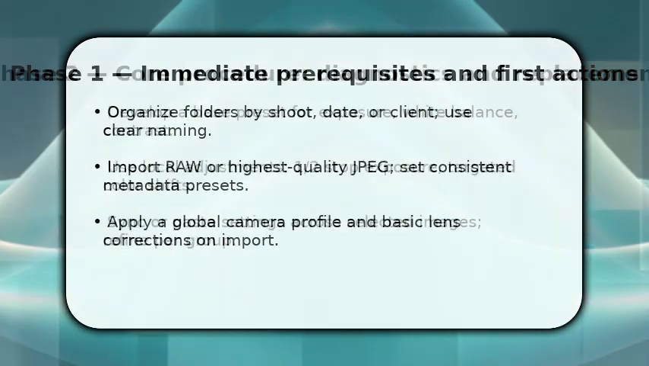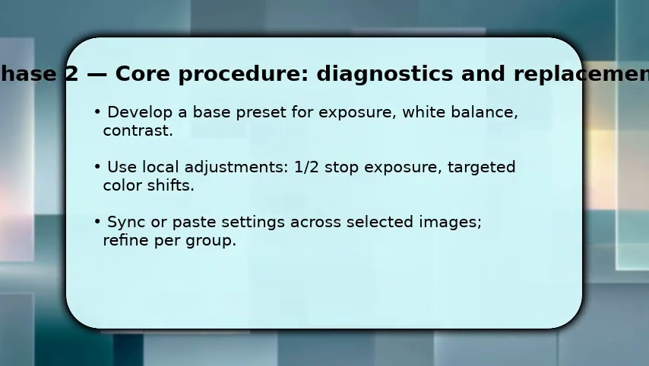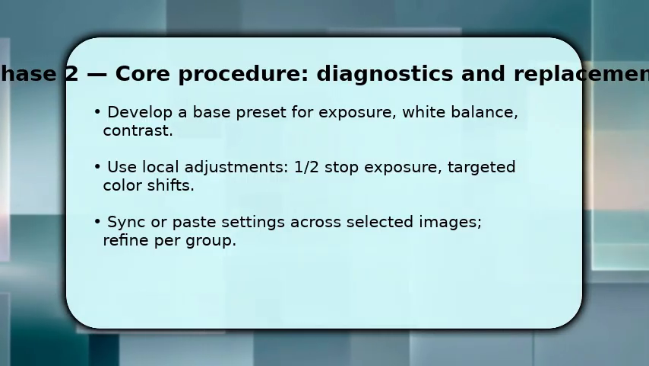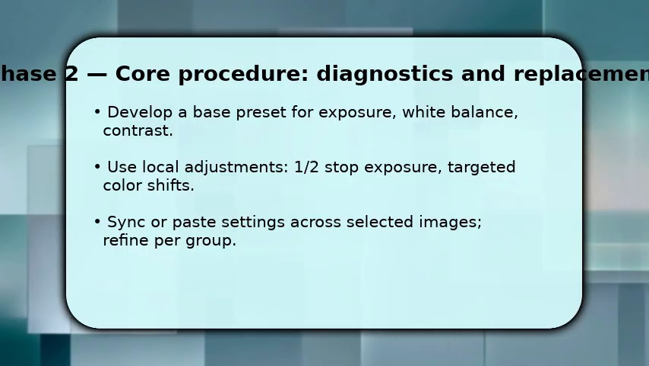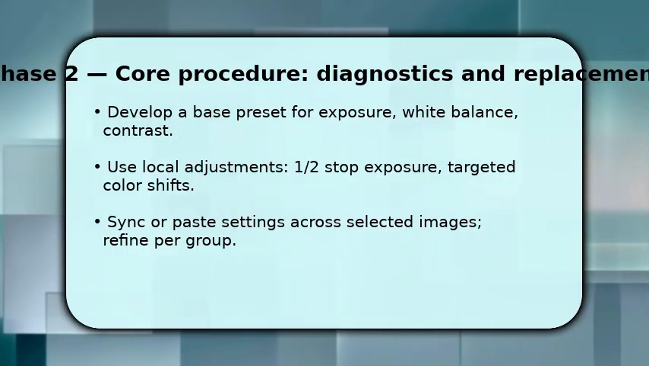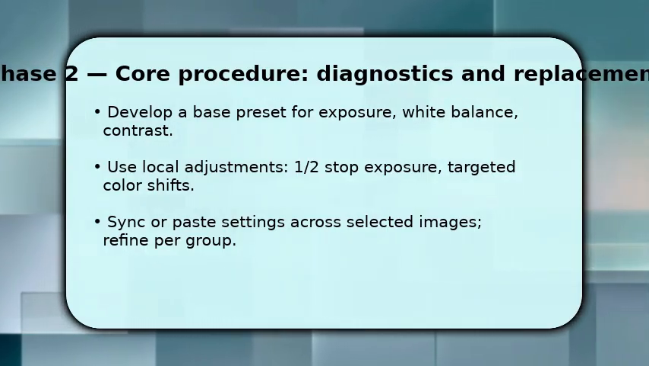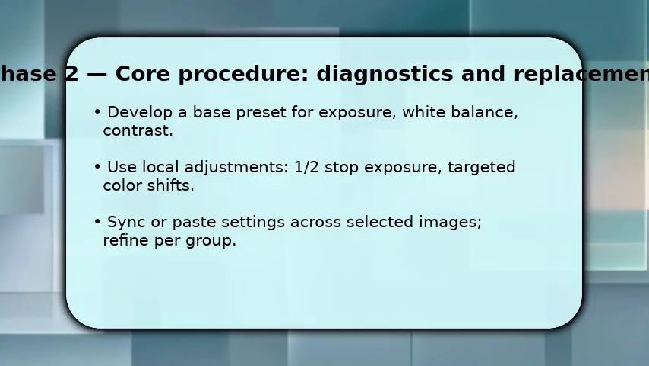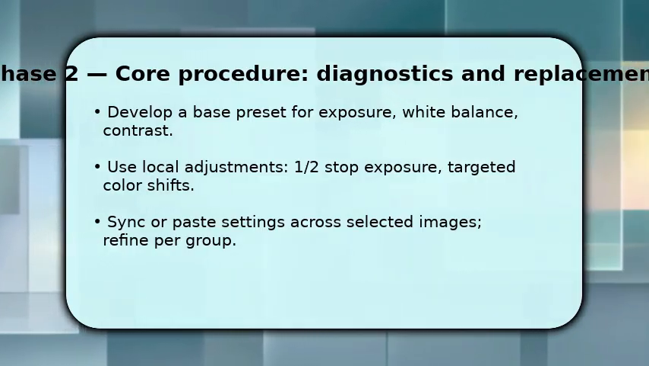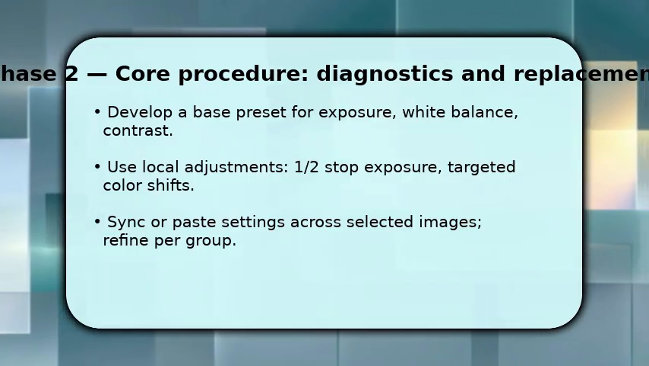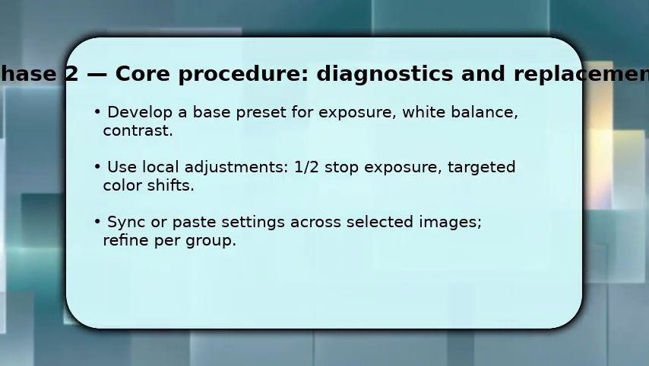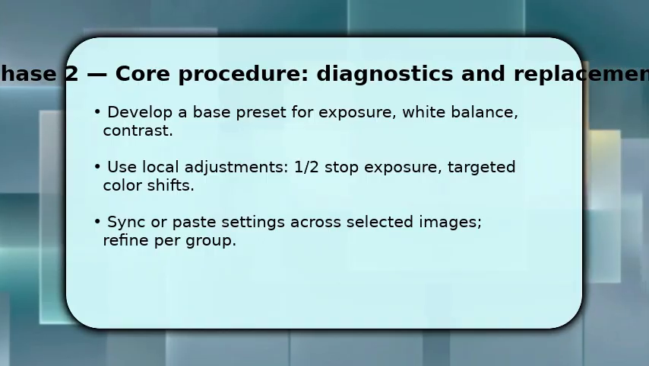Now you build the edit foundation with presets and grouping. Start by creating a base preset for exposure, white balance, and contrast. This establishes a consistent look. Then group similar frames by lighting or background and apply local adjustments like 1/2 stop exposure tweaks or targeted color shifts to skin tones. Once a group looks right, sync or paste settings across selected images to propagate changes.